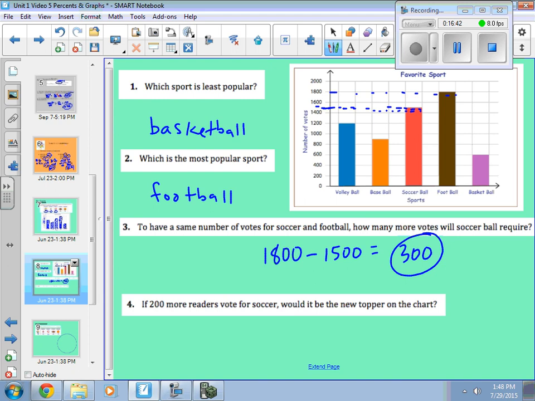Would it be the new top one on this? No. We just found out you would need 300 more just to tie. 200 will not be enough for soccer to be the most popular. All right, that's bar graphs.